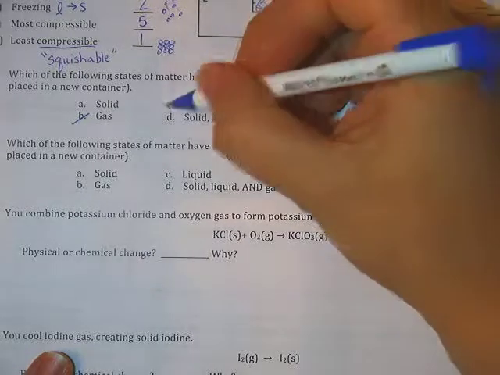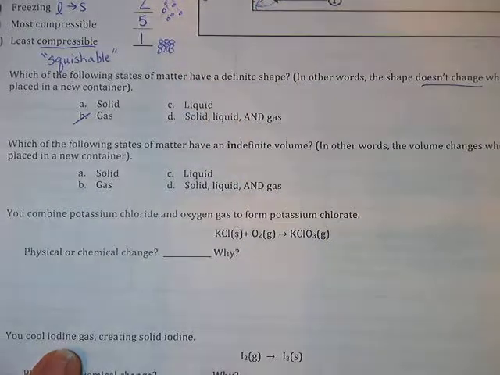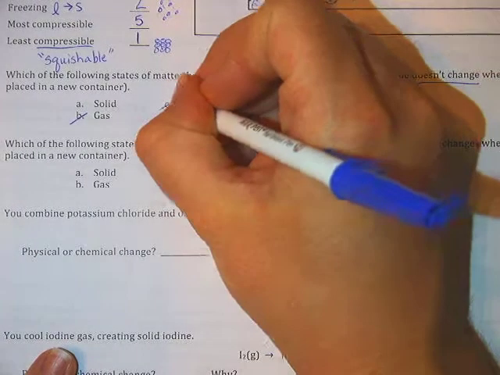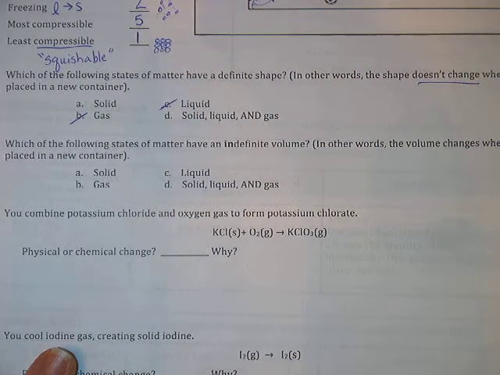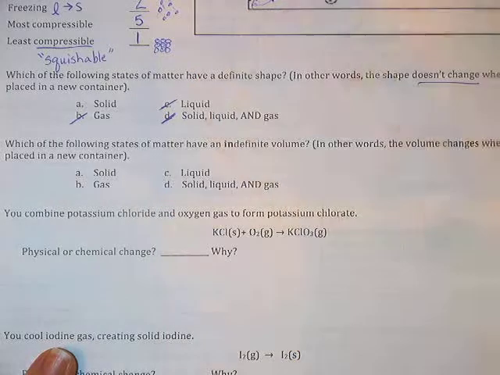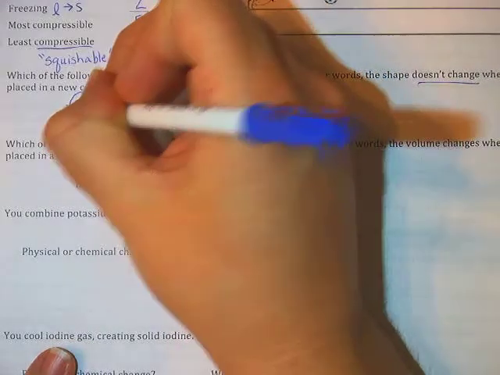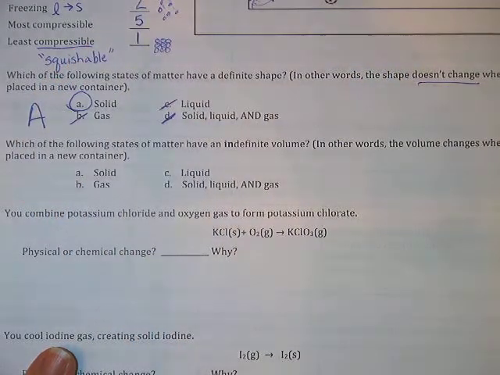Liquids also don't have their own shape. The liquid in my water bottle is shaped like my water bottle. If I pour it into a bathtub, it's going to be shaped like a bathtub. So it's not liquid or gas, which means it's not going to be answer choice D either. This must be A, solid.